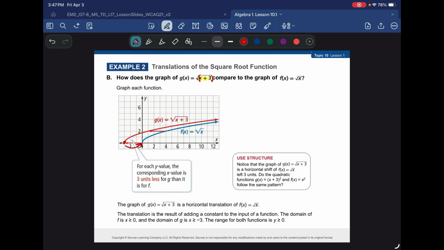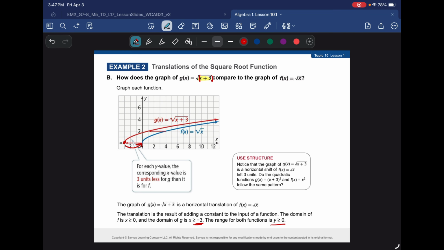We added a constant to the input, so the domain is still going to be greater than or equal to something, but instead of starting at 0, we now start 3 units to the left of 0, or starting at -3. So this time with horizontal translations, the domain has changed. The range does not change. It is still starting at 0 and including everything positive for the output.